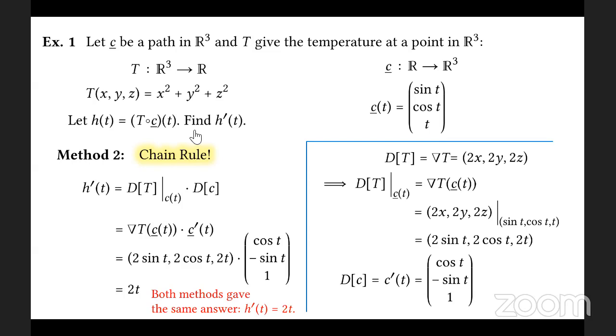I'm sorry, say that again? He asked if we need to normalize C of t. Oh, normalize c of t or c prime of t? I mean, neither, because we want to get the unit change. Oh, should this have been normalized? I don't think so. We don't want a unit change. What we want is, yeah, this is right.